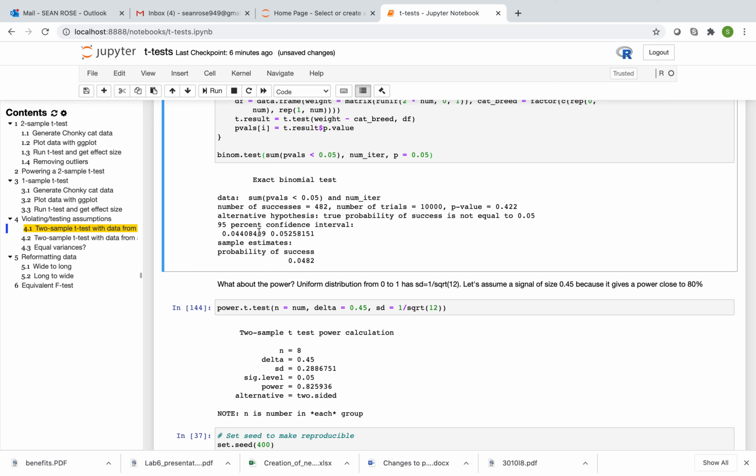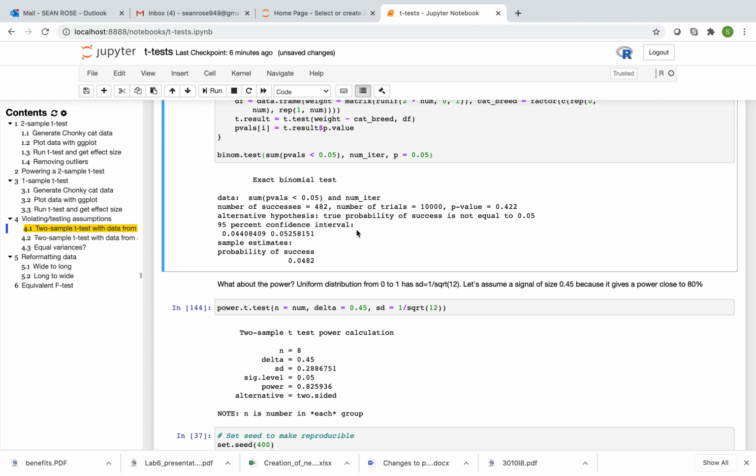It's also spitting out what I think is a Clopper-Pearson 95% confidence interval on that value, so don't worry about the Clopper-Pearson part. It's just a 95% confidence interval on this value, and it's saying at 95% confidence we think our probability of a type 1 error is between about 4.4% and 5.3%.